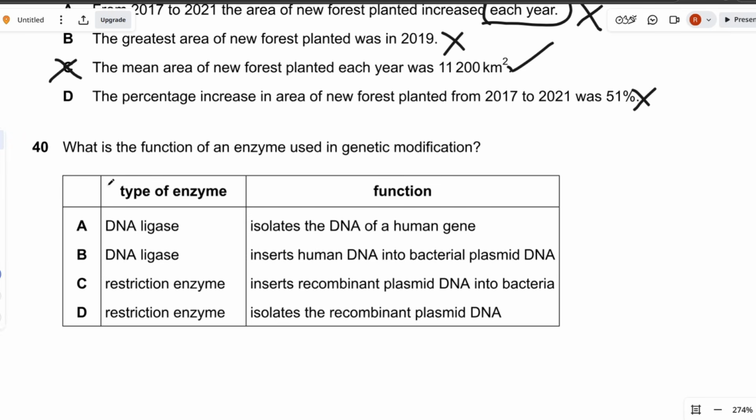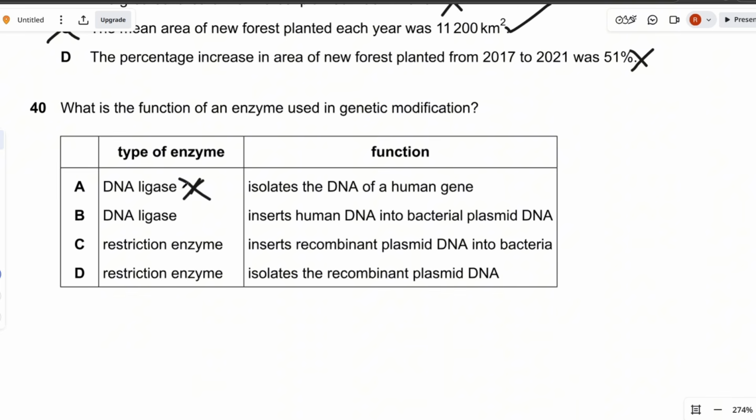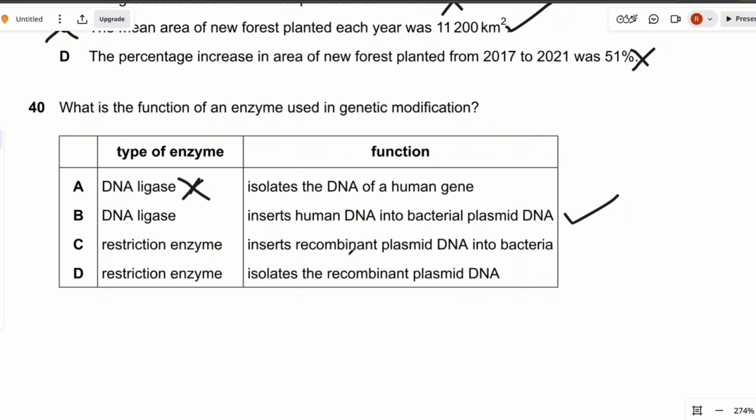What is the function of an enzyme used in genetic modification? DNA ligase and restriction enzyme. For DNA ligase, they said isolate the DNA of a human gene. No, ligase ligates the DNA, or acts like glue. DNA ligase inserts human DNA into bacterial DNA. That is correct. Restriction enzyme inserts recombinant plasmid DNA into bacteria.